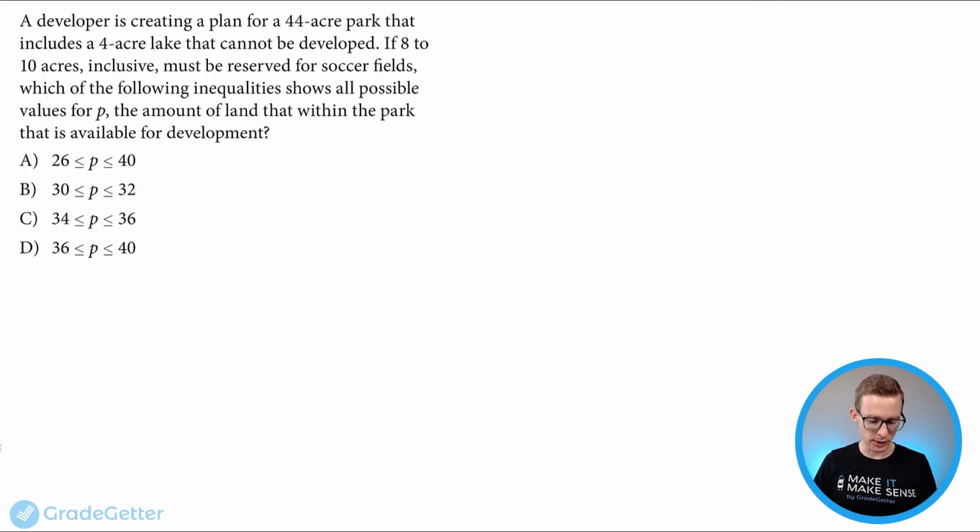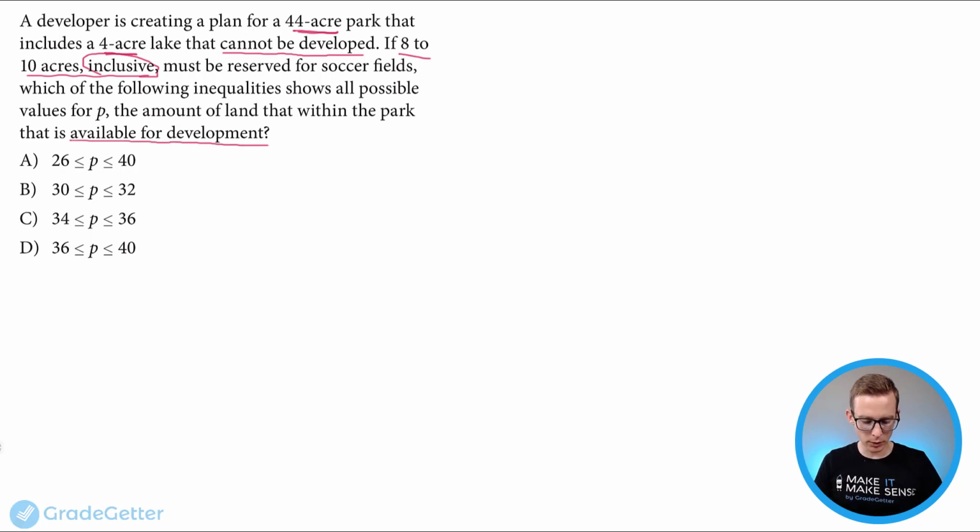Alright, our next problem says that a developer is creating a plan for a 44-acre park that includes a 4-acre lake that cannot be developed. If 8 to 10 acres, inclusive, that's a keyword we'll come back to, must be reserved for soccer fields, which of the following inequalities shows all possible values for P, the amount of land within the park that is available for development.